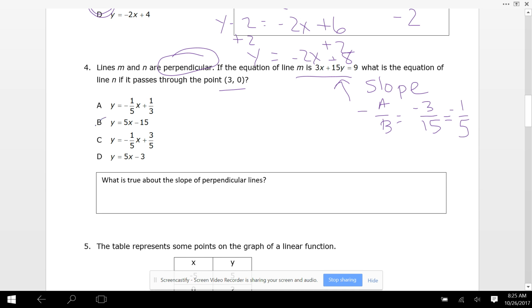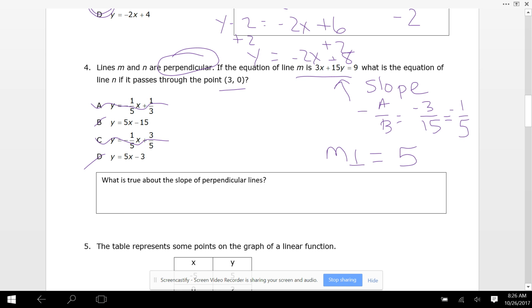So I already know which ones it's not. Oh, I just did that totally wrong, didn't I? Because we're talking about perpendicular. So if that's the slope, the slope of my perpendicular line is going to be positive 5. So I'll just pretend like I meant to do that.